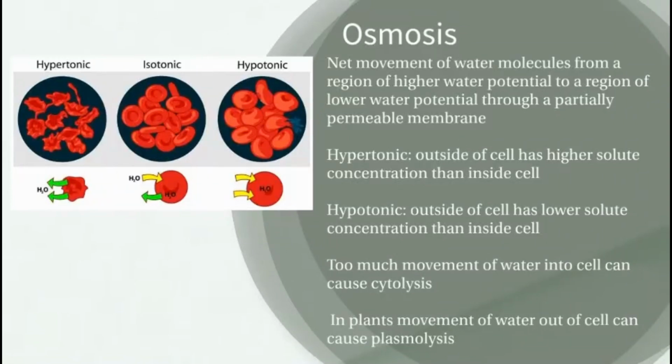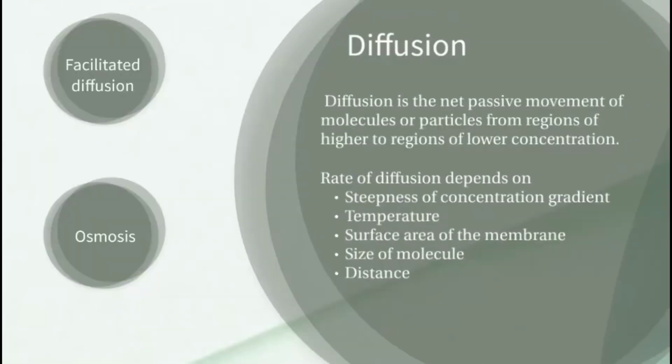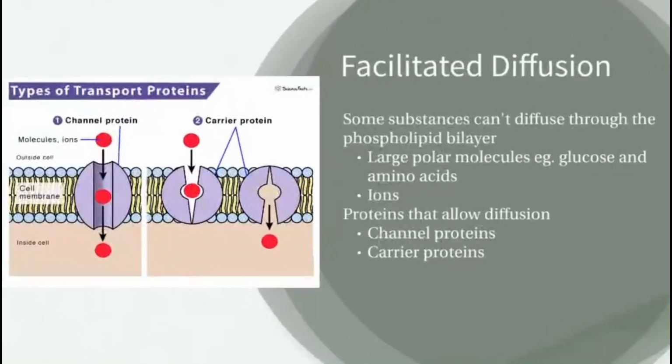Okay, so we've now talked about diffusion and specifically osmosis, but now I'm going to talk a bit about facilitated diffusion. Some substances can't just diffuse through the phospholipid bilayer as they are. We have things like large polar molecules, which include amino acids and glucose, and we also have charged molecules like ions. And as I said earlier, these can't just easily diffuse through the cell membrane. So these require facilitated diffusion. And this is done by two things: channel proteins or carrier proteins.